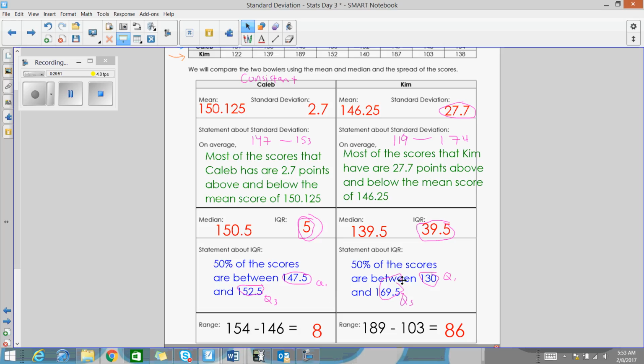Oh, and there's the range. If you look at this range from the low to the high of the data, you can clearly see Caleb's consistency. The low score and the high score only range by 8 points, whereas Kim's low score and high score range across 86 different scores. That's nuts. That's a really, really spread out set of data. All right, so those were your notes.